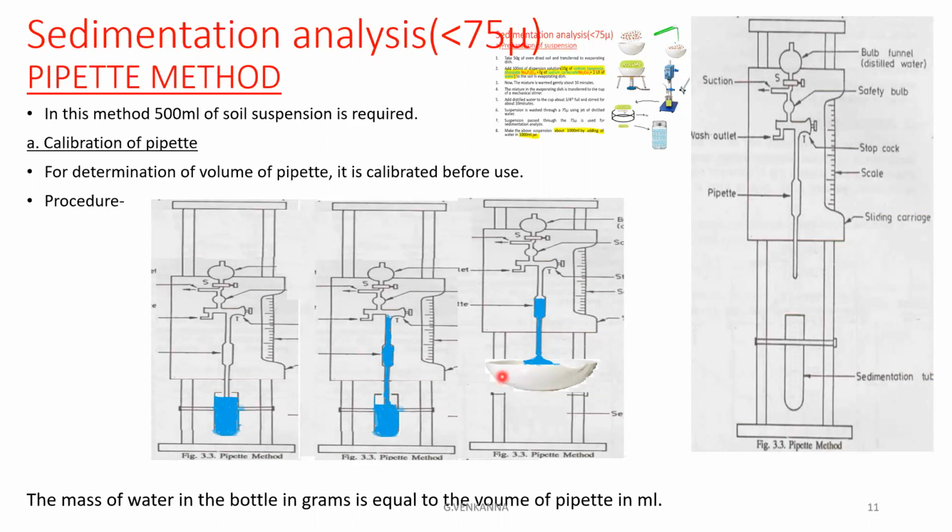The mass of the water in the bottle in grams is equal to the volume of the pipette in ml.